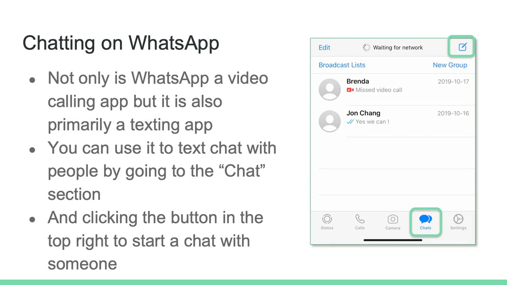Okay, so not only is WhatsApp a video calling app, but it's also a texting app. So that's what most people do on WhatsApp, is they text. And you can chat with people by clicking the chat section and then clicking the button in the top right to start a chat with someone.